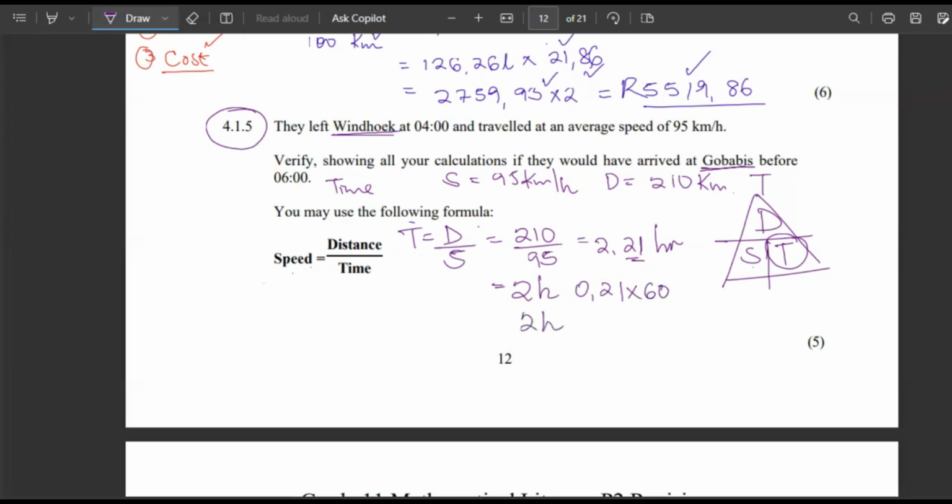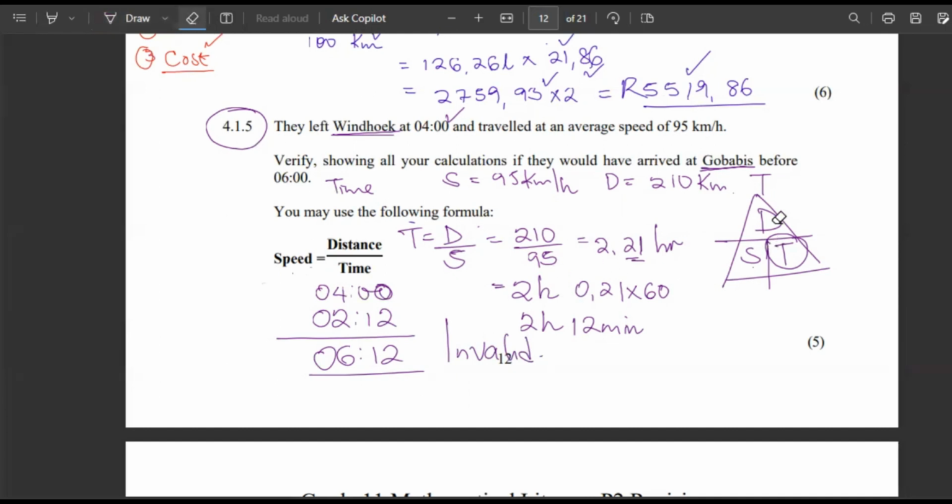So the person spent 2 hours and 12 minutes. Because they said they left at this place and they're saying verify, showing your calculations, if they would have arrived at the place before. No, because now they left at 4. All right, they've spent 2 hours and 12 minutes. What time is it? It's 6:12 in the morning. No, they didn't. So the claim is what? Invalid. The claim is invalid.